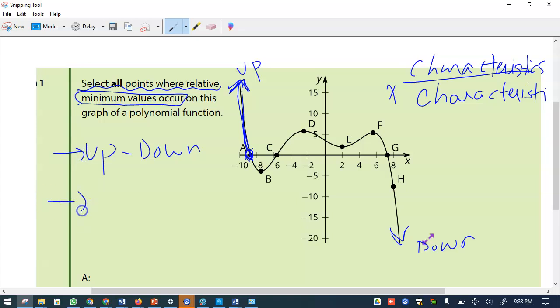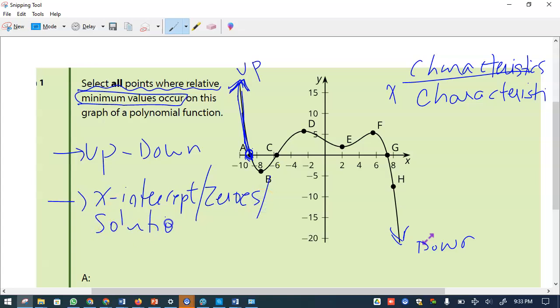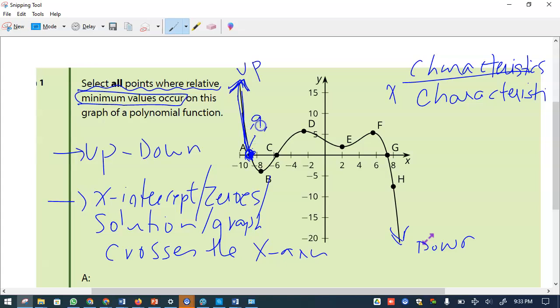The second thing you see is that there are x-intercepts. These x-intercepts are also called the zeros of the graph, or the solutions, where the graph crosses the x-axis. If you look at point A, it looks like it is minus 9 comma 0. So the x-intercept is minus 9.